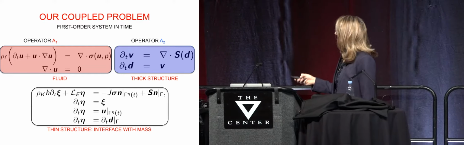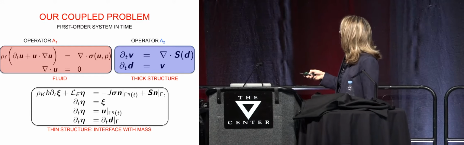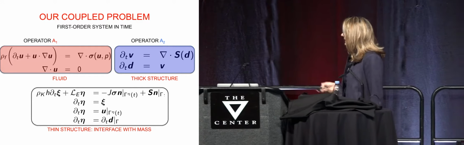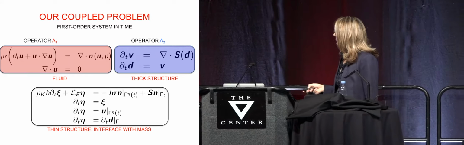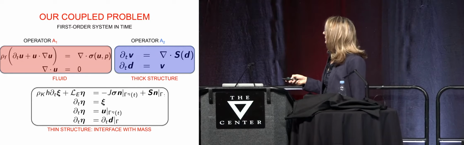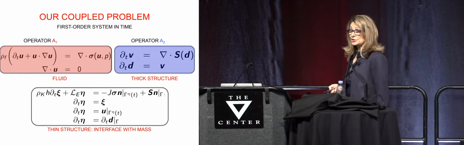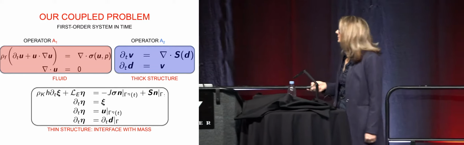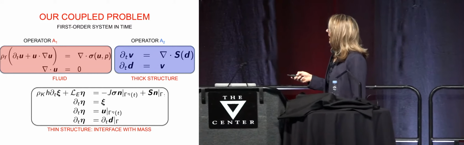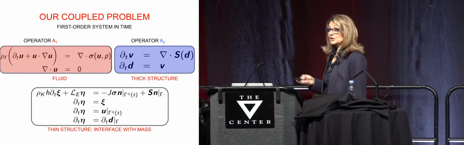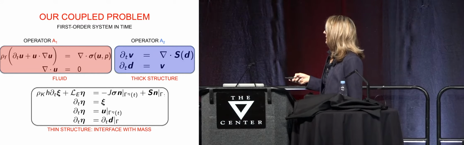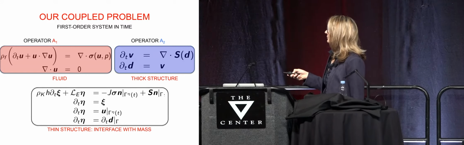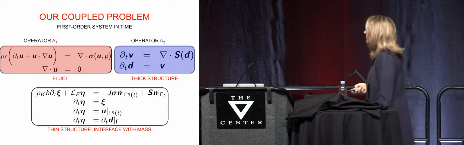I have my fluid and thick structure equations, but as we just saw, I would like to keep in an implicit way the fluid inertia with my structure inertia. So I would like to have, for my boundary condition for the fluid subproblem, a condition which will involve this term together with my fluid inertia term.